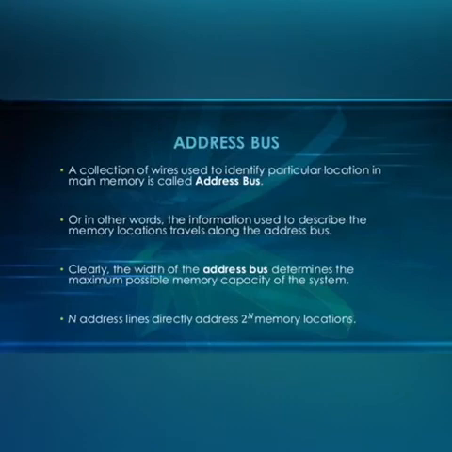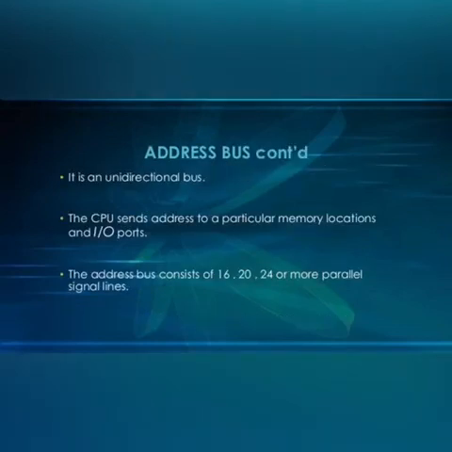The address bus is a collection of wires used to identify a particular location in the main memory. It's called the address bus because the information used to describe the memory location travels along the address bus. Clearly, the width of the address bus determines the maximum possible memory capacity of the system. An address line directly addresses memory locations. It is a unidirectional bus.